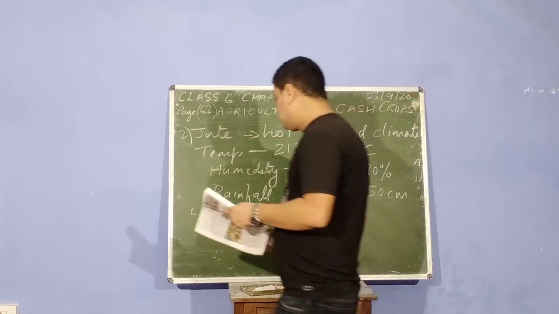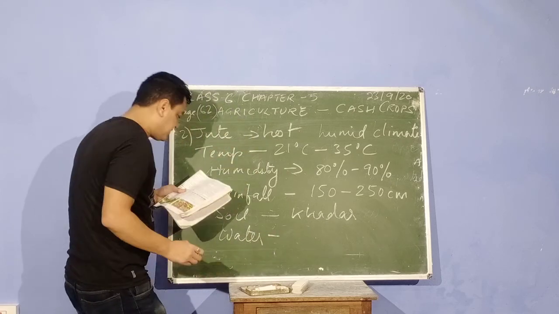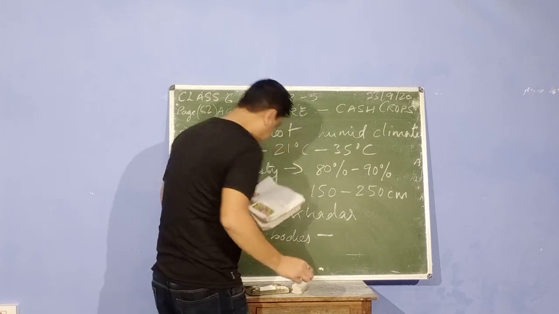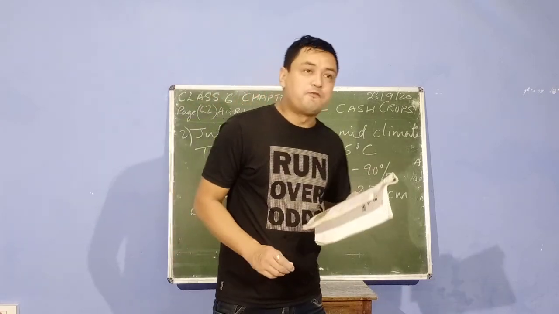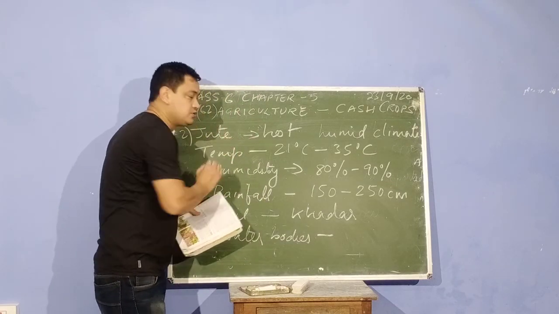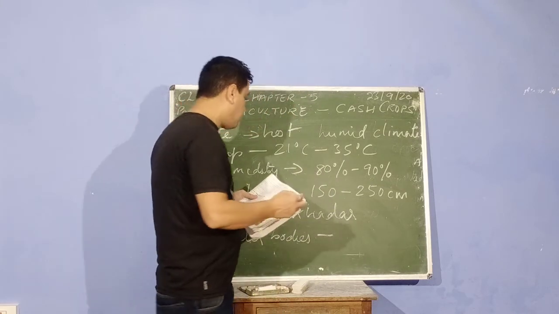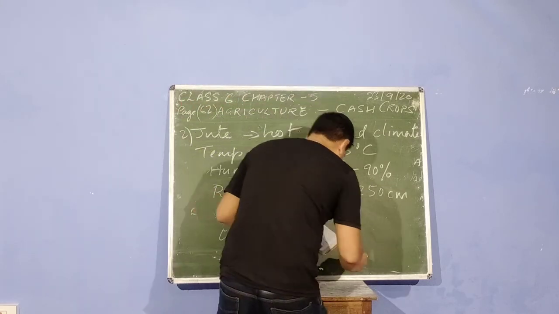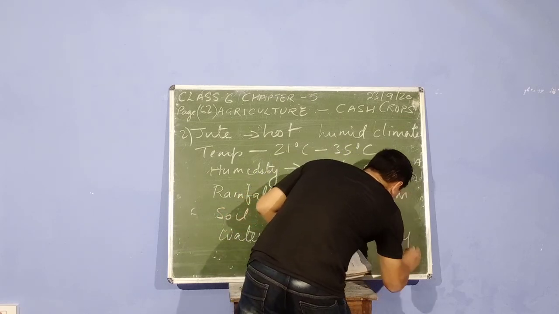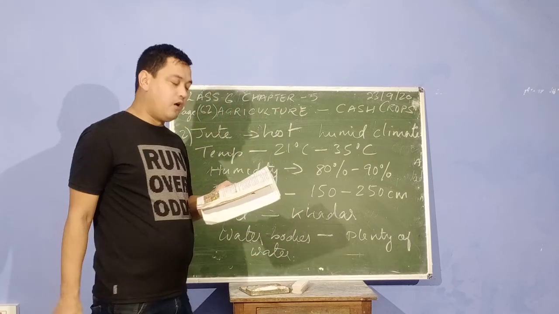Then we are moving on to another important point. What are the necessary things that we need? Water is needed. In your book it is written water bodies. It needs plenty of flowing water for wetting this fabric called jute. We have to drench or soak this fabric. It needs extremely wet conditions, so plenty of water is needed by this plant, which is supplied by flowing water or rivers.